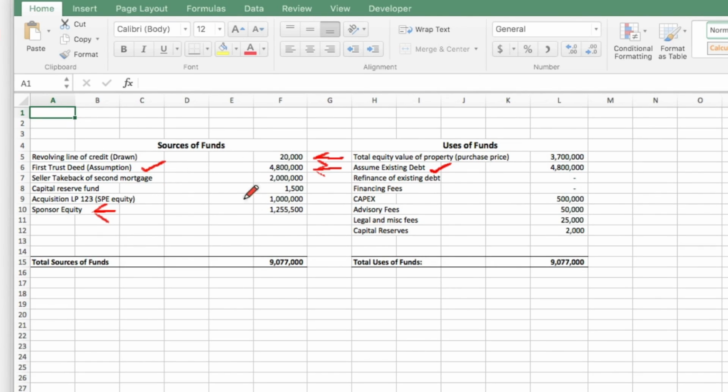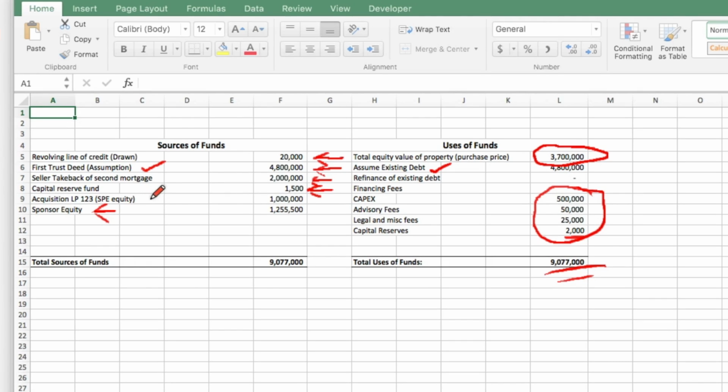We might make, in this particular deal, an arrangement with the seller to do a second, a take back of a second. And in this case, I've listed $2 million here. Now, the $2 million is going to wind up coming off the total equity that's required to make this deal close. So we've got $2 million there. We might have $1,500 in a capital reserve fund that we're going to wind up assuming from the seller. Note that we need $2,000 in this particular case, so we need more than what we're going to take over.